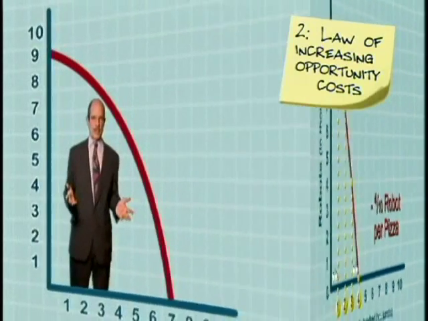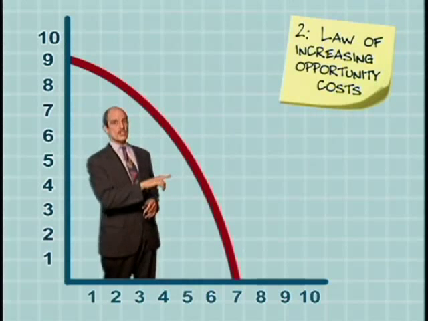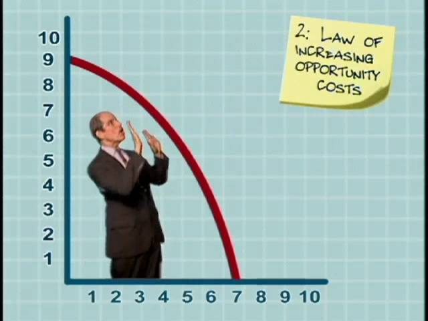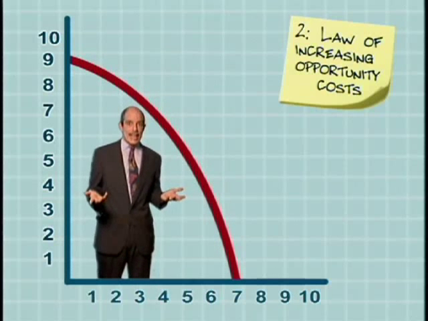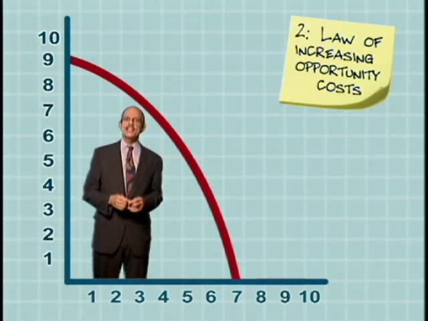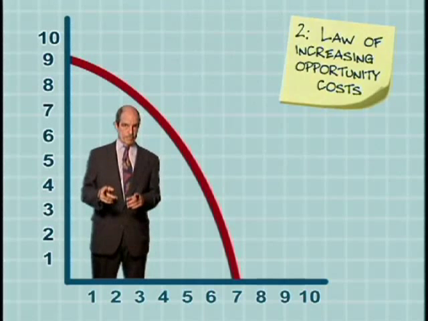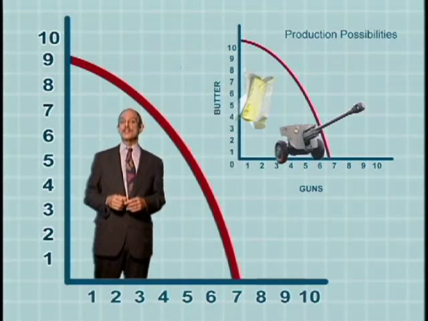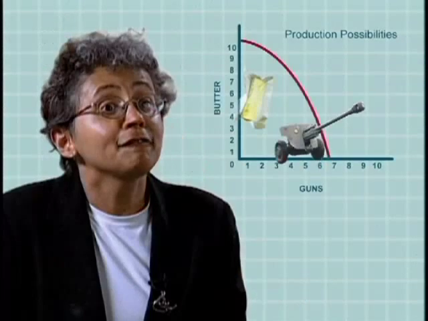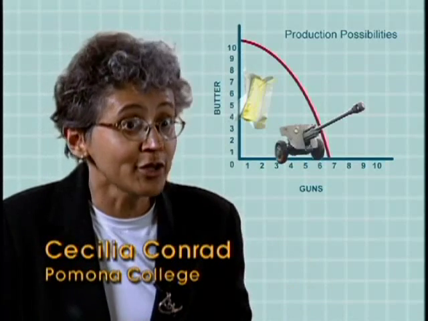But what's driving it? Why is the production possibilities frontier concave to the origin, meaning it bows out from the place the two axes meet, like a cave or cavity? It's because things tend to cost more to produce the more you produce of them. Again, take the example of guns versus butter. Economist Cecilia Conrad explains.